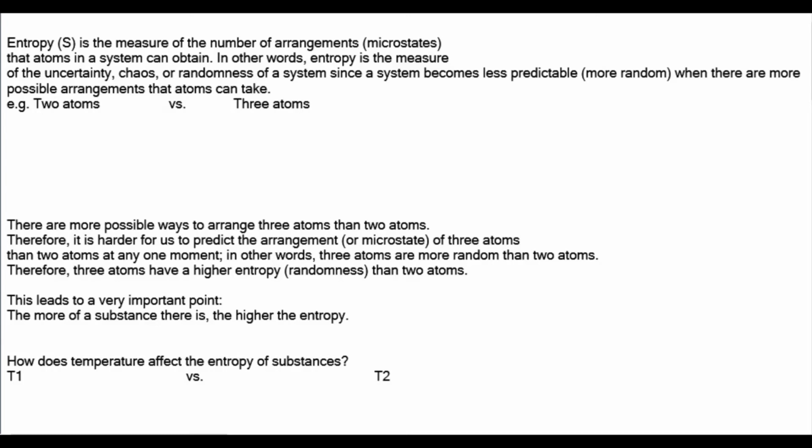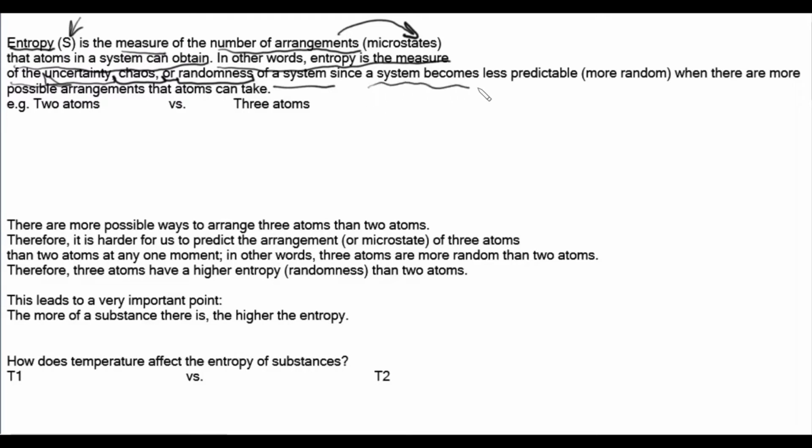Hello everybody, in this video we are going to talk about something called entropy, which is denoted by the uppercase letter S. Entropy is the measure of the number of arrangements, or as scientists like to call it, microstates, that atoms in a system can attain. In other words, entropy is a measure of the uncertainty, chaos, or randomness of a system.